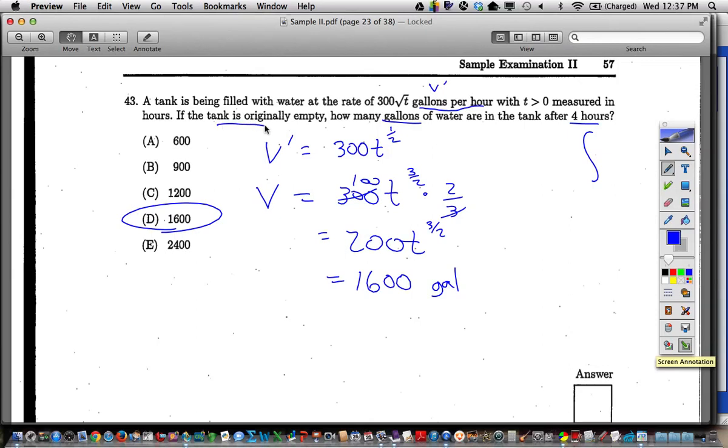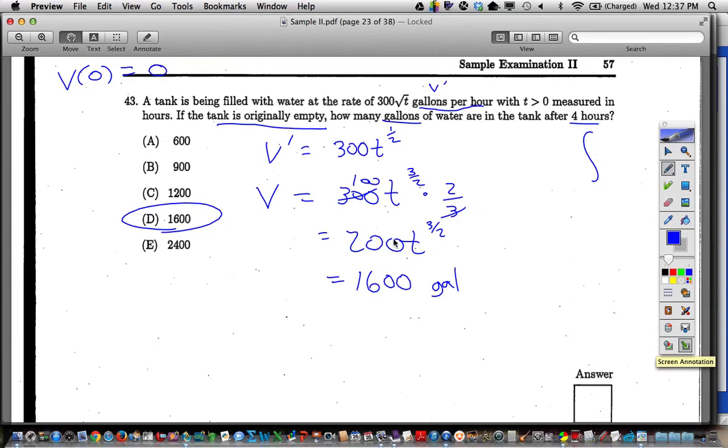Okay. Remember, your plus C is based on your initial condition. In this case, since the tank is originally empty, we know that the volume at time 0 is 0. It's our initial condition. So this is really like an initial value problem. Really, it's like a differential equation. We have a derivative, or differential equation. We have an initial condition.